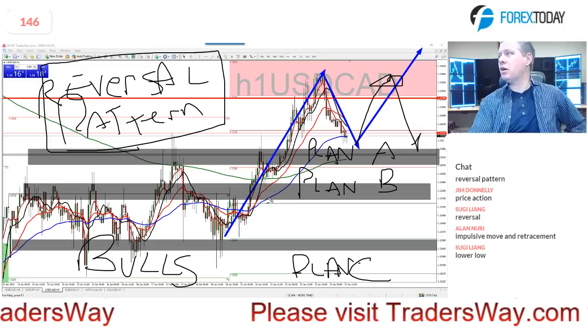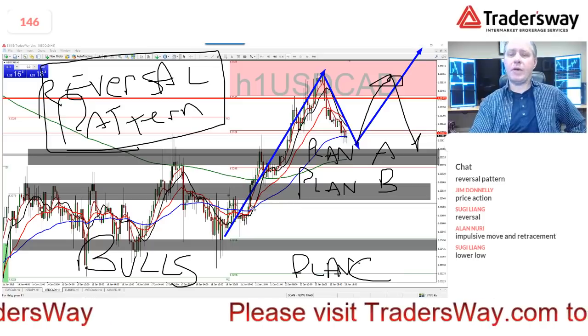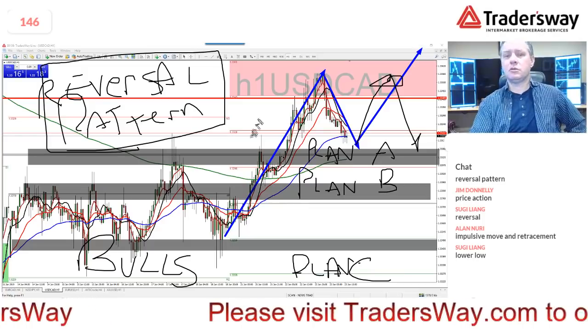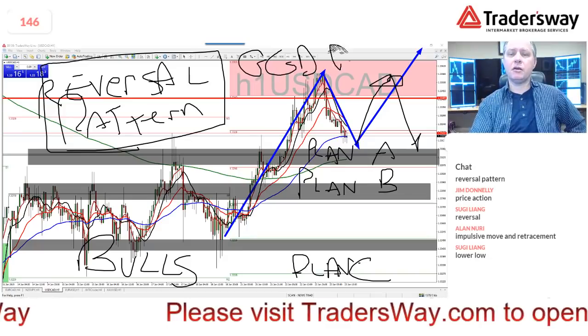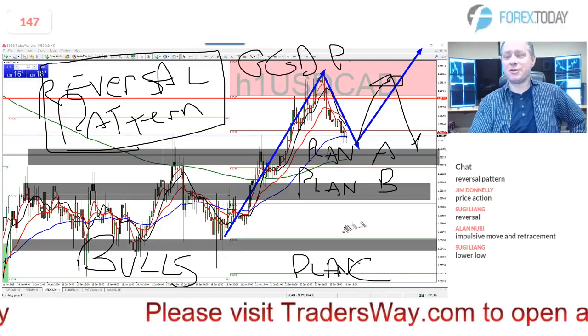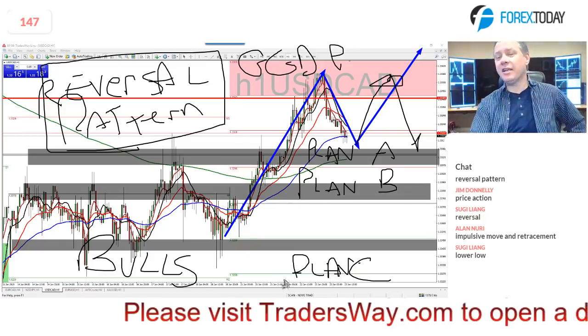The garbage is gone and the dog's pregnant pattern. The GGDP pattern. The garbage is gone and the dog's pregnant. Like, it doesn't matter, right?